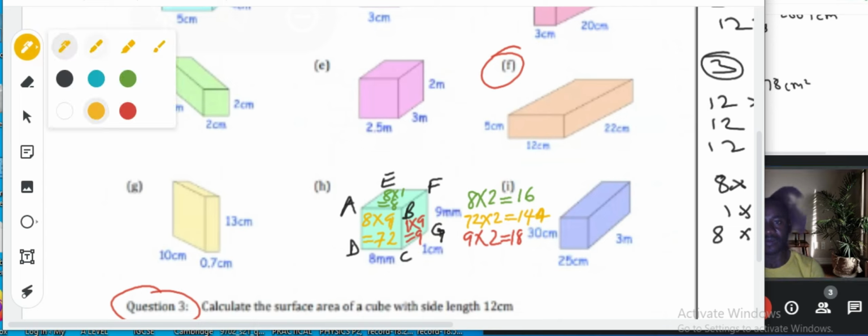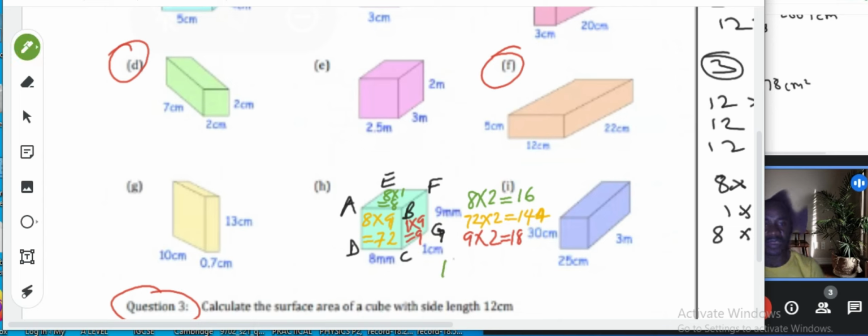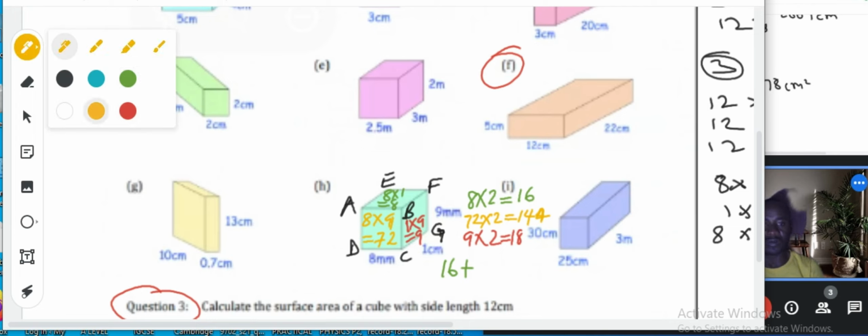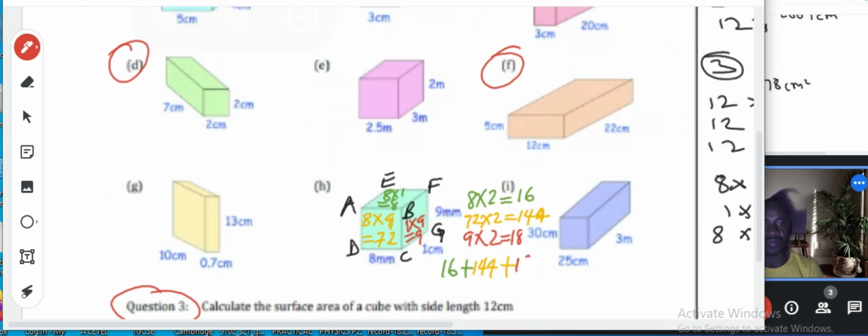All right. So 16 plus 144 plus 18. And you got what? 178. 178 millimeters squared. Oh, there's a little thing we didn't observe here.